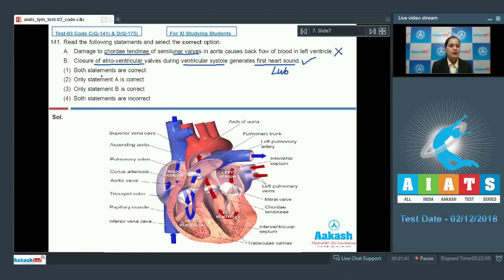Let's discuss the options. Both statements are correct. This is an incorrect option. Only statement A is correct. This is an incorrect option. Only statement B is correct. This is a correct option and is the correct answer to our question. Both statements are incorrect, and this is also an incorrect option. So the correct answer for this question is option number 3. Let's move on to the next question.